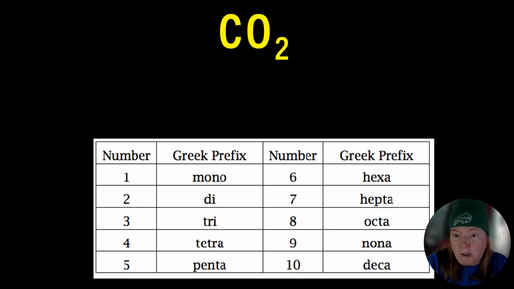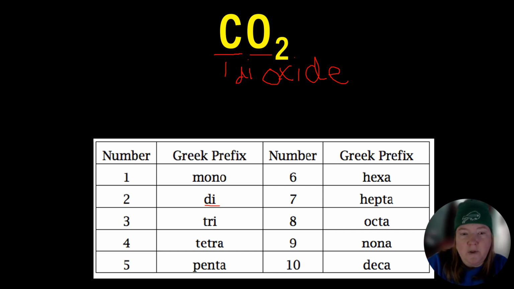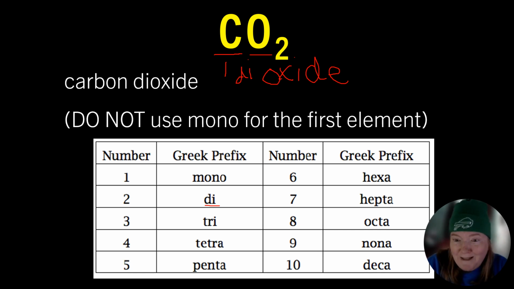All right, so here's this one. Okay, so let's name it. What is this first element? This first element is called what? Carbon, right? How many carbons do you see? 1. All right, what is the second element? Oxygen, but we change it to oxide, right? And how many oxygens do you see? 2. What is the prefix for 2? So we say di. So the whole name is carbon dioxide. You already knew that though, right? Remember, we don't use mono for the first element.